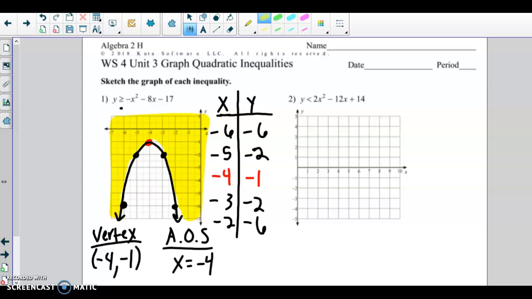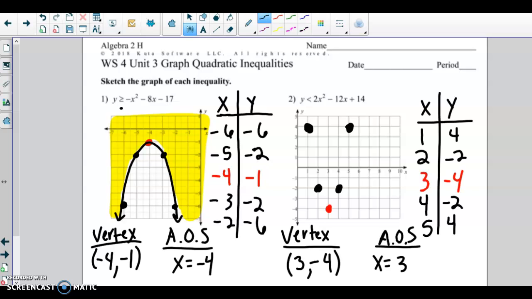The next one's going to work the same. I'm going to pause this. I only have a max of 15 minutes. I'm going to go ahead and fill in the T-chart and the vertex and axis of symmetry. And then we'll look at how the shading and lines are different. All right, so I just paused recording for a second. I went ahead and found the vertex, found the axis of symmetry, and found the table of points, just like we did on the quiz you took your last in-person day.